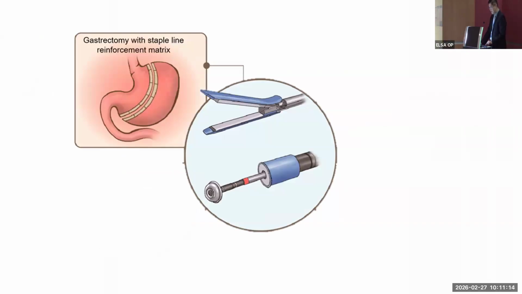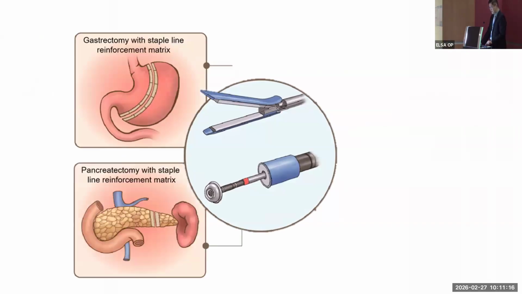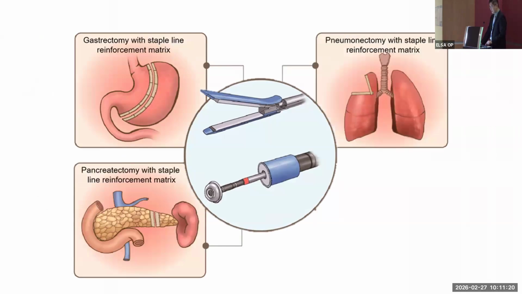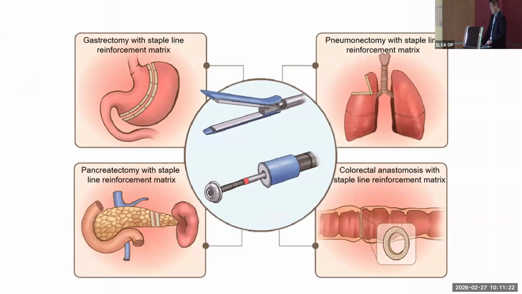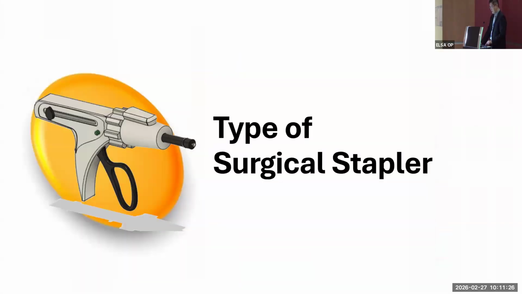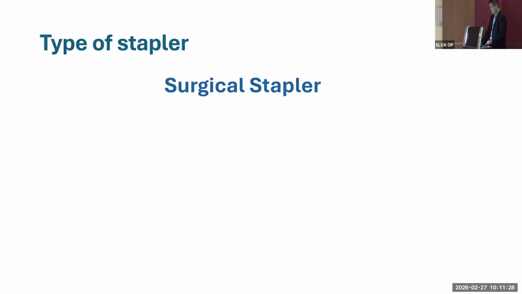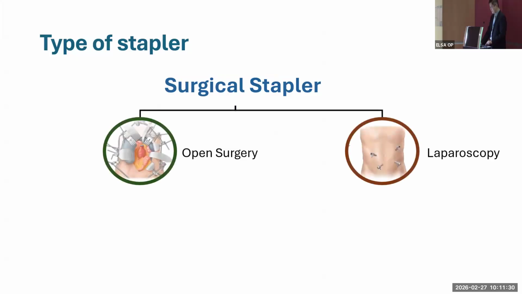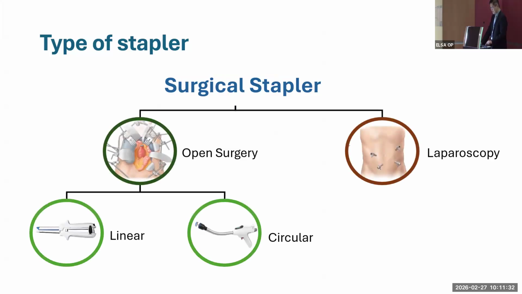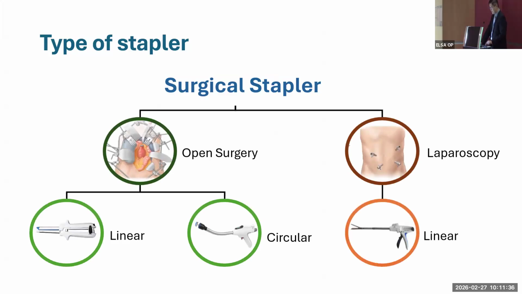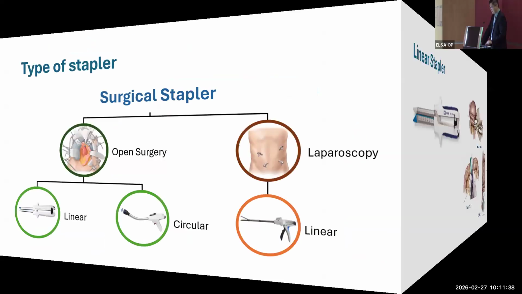To do gastrectomies, okay? And use it to do pancreatectomies or lobectomies, as well as to connect the two bowel together. So what are the types of surgical staplers? Basically, you can divide into open surgeries and for laparoscopy. For open surgery, it can be a linear or circular, and for laparoscopy, usually it's a linear one.